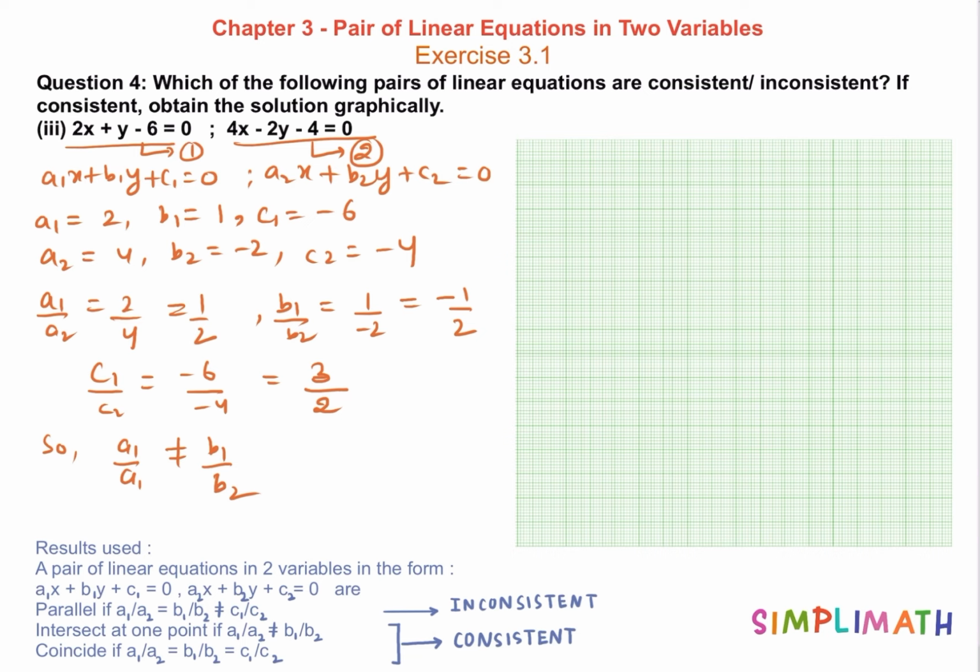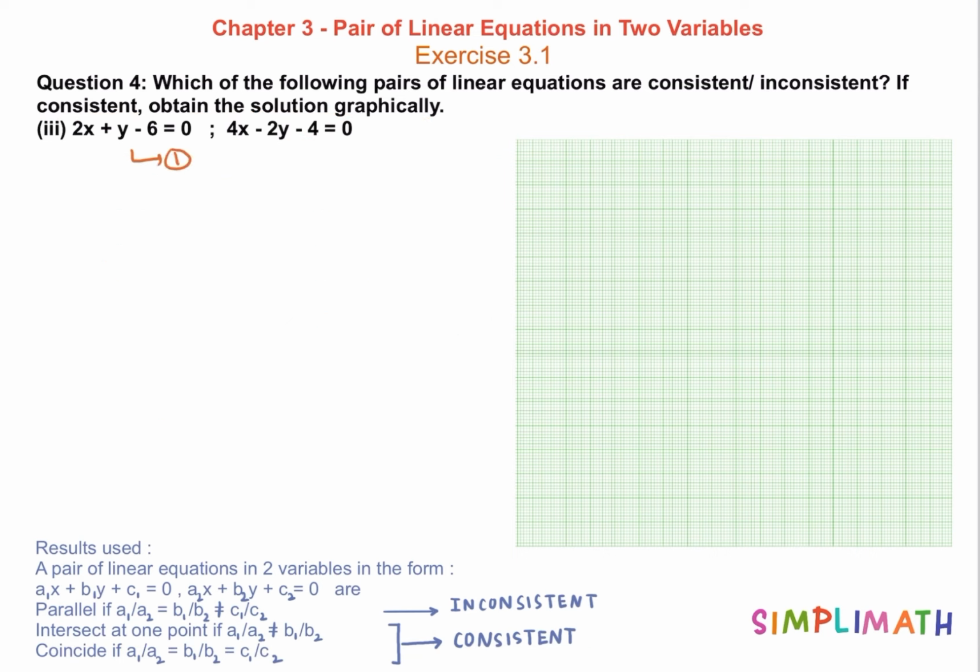So when does this happen? When the pair of linear equations intersect at one point, and intersecting at one point means they are consistent, and that means they have a solution. So the question says if they are consistent, obtain the solution graphically. So now let us proceed to finding the solution graphically.